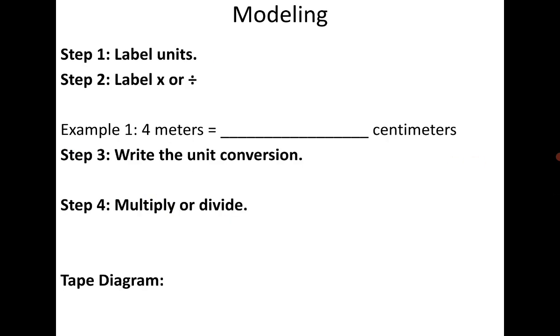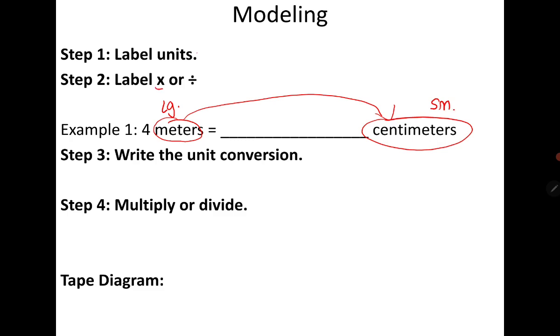Okay. So example 1, we're going to change 4 meters into blank centimeters. And so the first thing we're going to do is label larger to smaller, or smaller to larger. So we're changing meters into centimeters. Remember that a meter is about the length of a baseball bat. A centimeter is about the length going across your fingernail. And so a meter is obviously larger. So we're going from larger to smaller. We label, that means we're going to be multiplying.